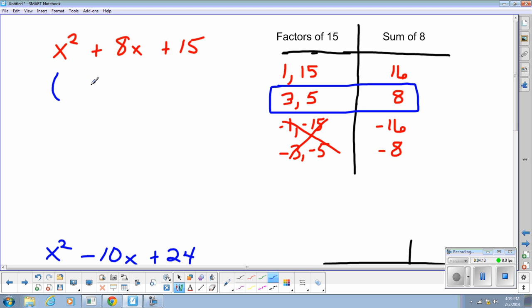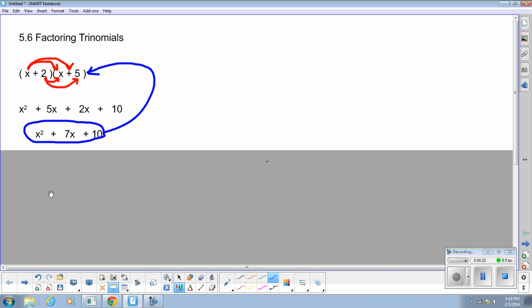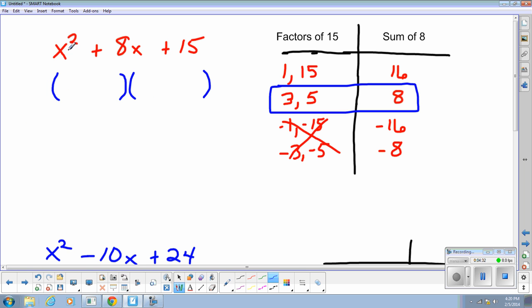Below this, I'm going to write a parenthesis, a parenthesis, parenthesis, parenthesis. If we look back here, how did I get x squared on line 2 here? It was x times x. So I have x squared as my first term. It's also my first term in my other problem here. So what do I multiply together to get x squared? I multiply x times x. So I did the first. That would be the first thing that I would do.